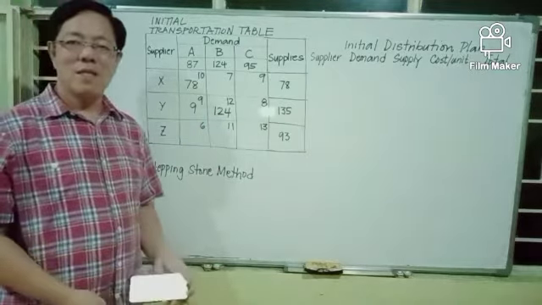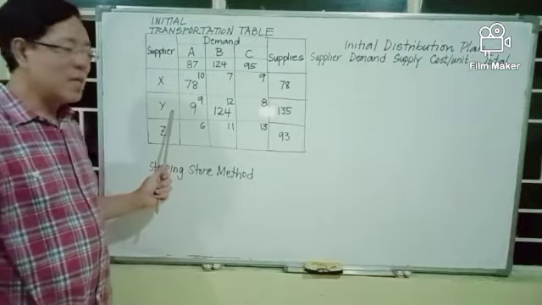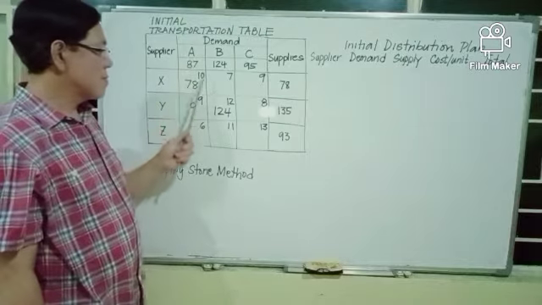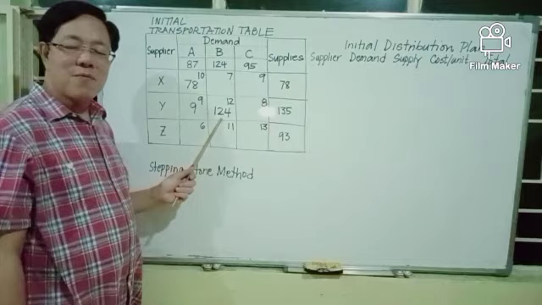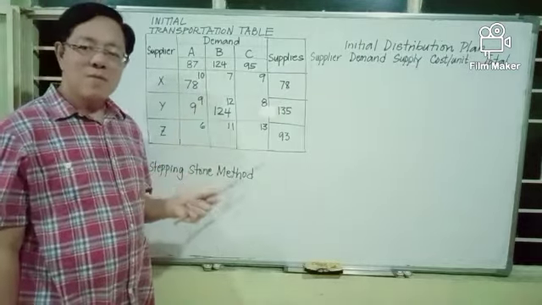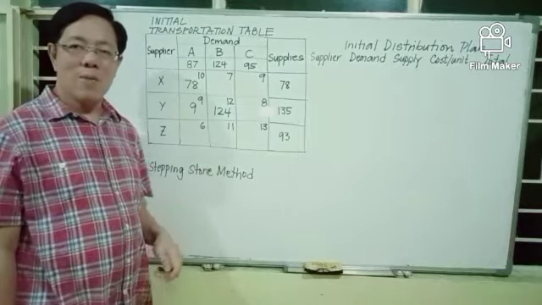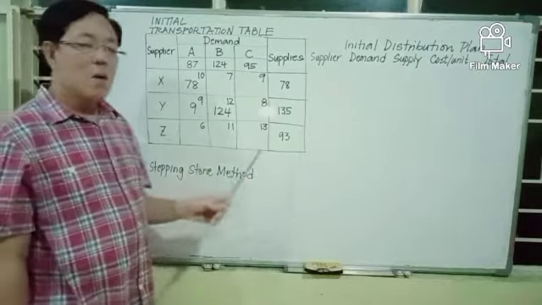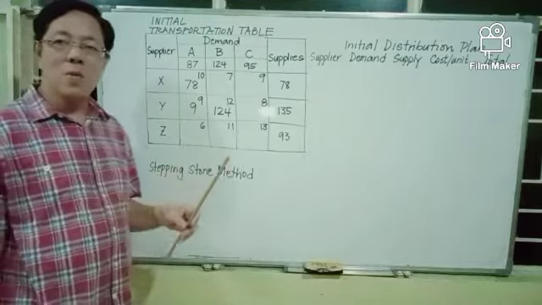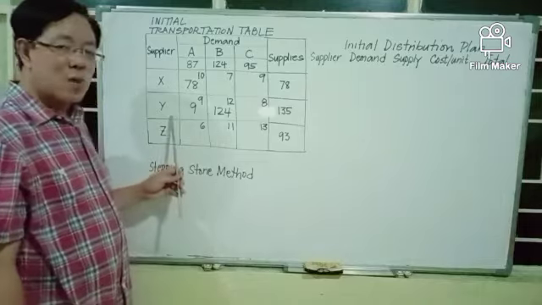Now we said that 126 units remain in supplier Y after we deliver 9 units to customer A. But now we have given 124 units to customer B from the 126 remaining. That means only 2 units now remain in supplier Y, or 135 minus 124 minus 9 equals 2. 2 units remain in supplier Y.